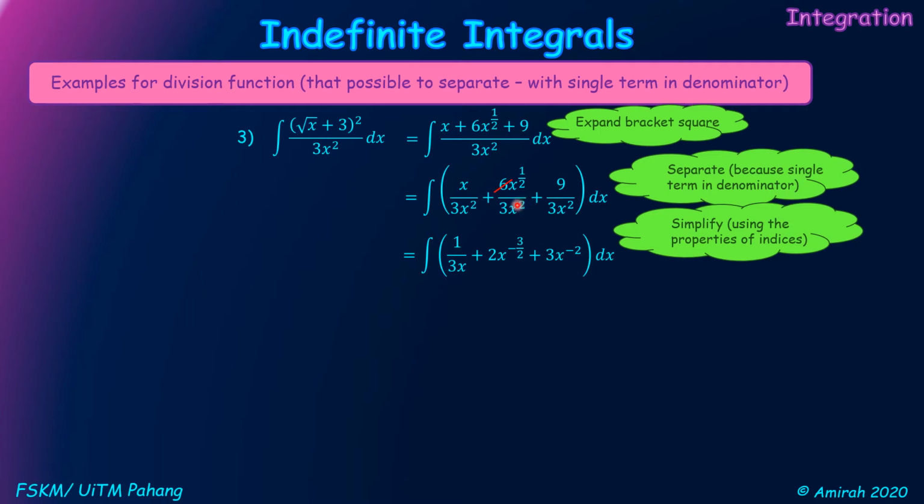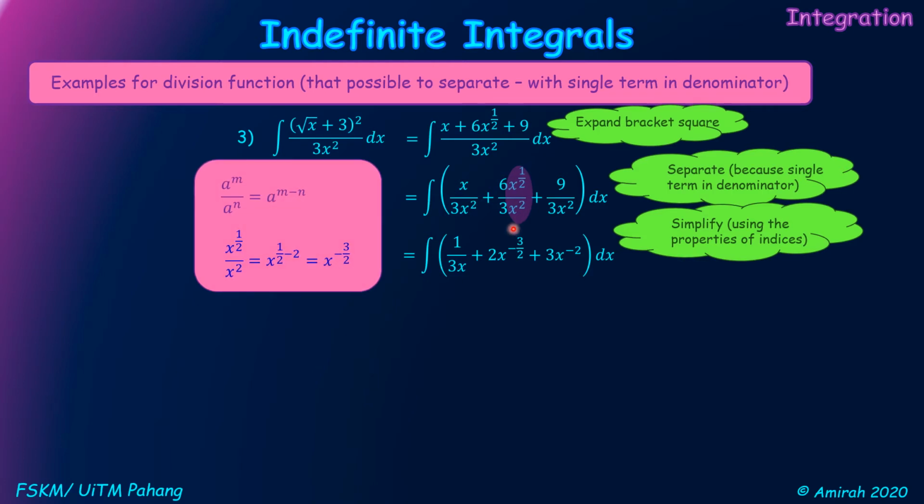And then we can simplify 6 over 3, so we get 2 here. To simplify x to the power of half over x², we can use the properties of indices: a to the power of m over a to the power of n equals a to the power of m minus n. Now we have x to the power of half over x², so we have x to the power of half minus 2 here. After we simplify, we get x to the power of negative 3 over 2.